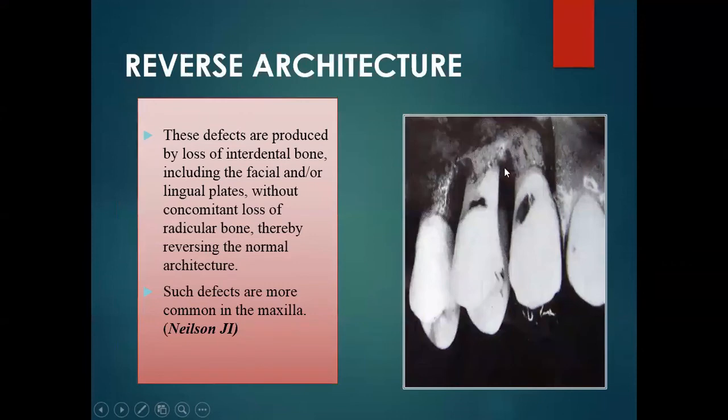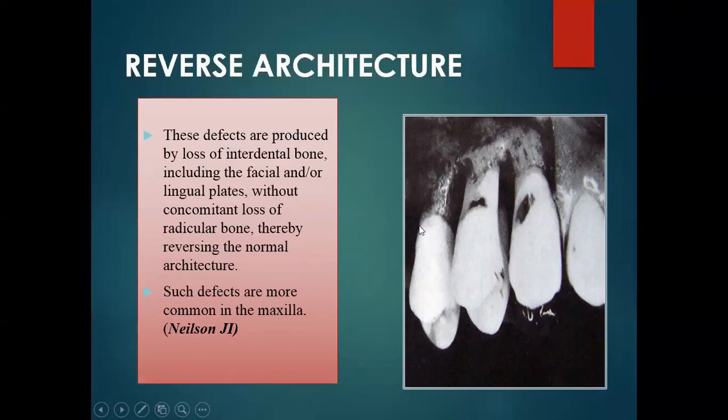Next is reverse architecture. In a normal architecture, the bone should be higher, at the level of the cementoenamel junction, and there will be thicker bone in this region and thinner bone in the apical region. But when the architecture changes, and there is no bone in the cervical region and there is thick or normal bone only in the apical region, it is called reverse architecture.